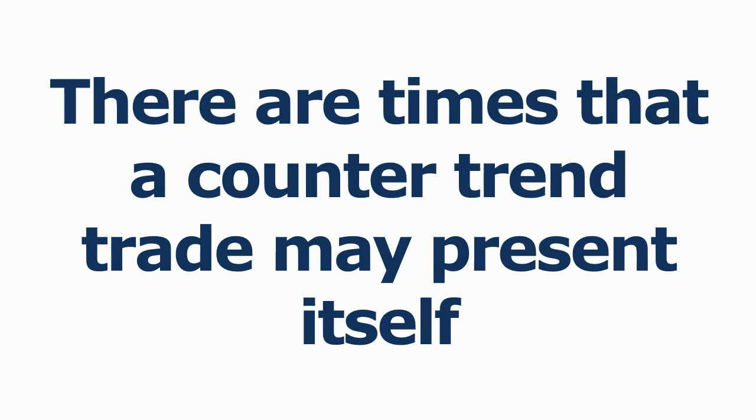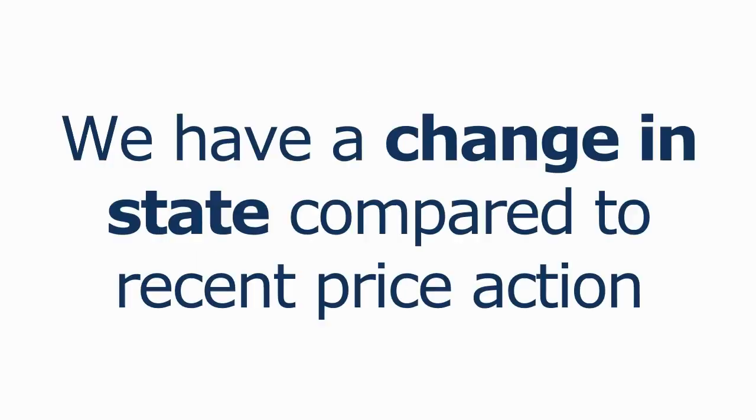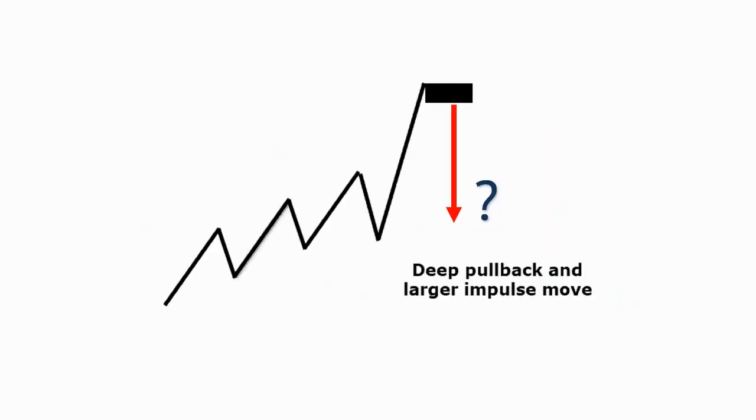Now, there's going to come a time when price will run into issues during the advance, and it is during these times that a counter trend trade may present itself. We have price going parabolic here, and even breaking into a range after a sharp move upwards. We have a change in state compared to recent price action, and this should have a trader paying attention. Was it time to short? Well, if high probability trades are your interest, counter trend trades right now may not be the proper play.